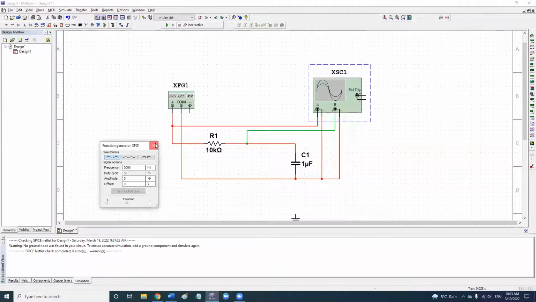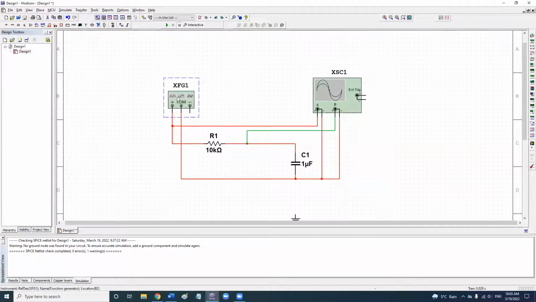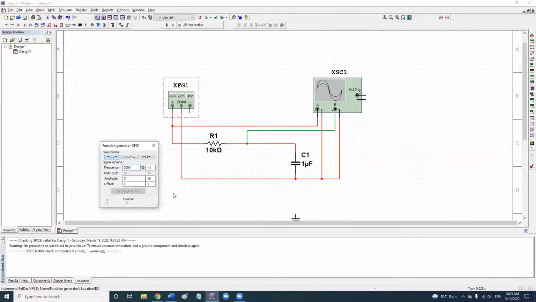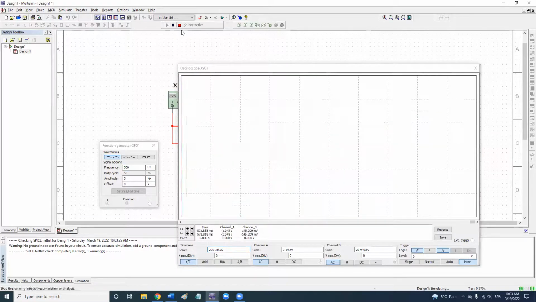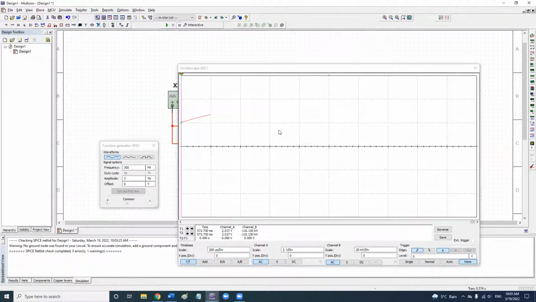So 10K, 1 µF. I'm using exactly the same values. I'm using 300 hertz, and 3 volts, exactly the same as what we had on the scope. So now let's do this again. And what's the phase I get? I get 86.227 degrees. So I'm hoping to get the same thing on the multisense.